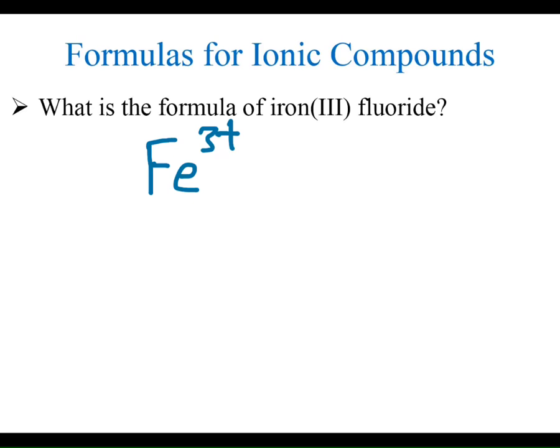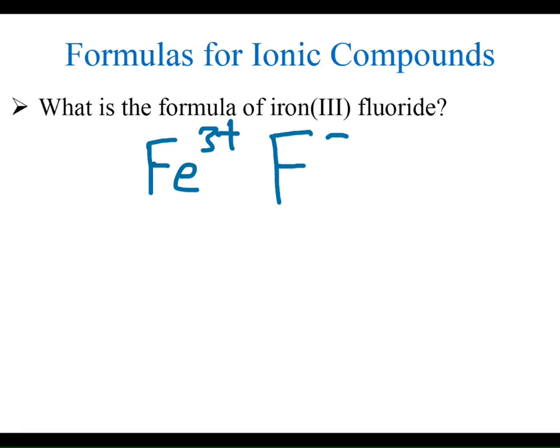Okay, what would fluoride be? Well, fluoride probably comes from what? Fluorine. So find fluorine on your periodic table. It is 1 away from the noble gases, which means it wants to gain 1 electron, so it's 1 negative. Non-metals become negative.